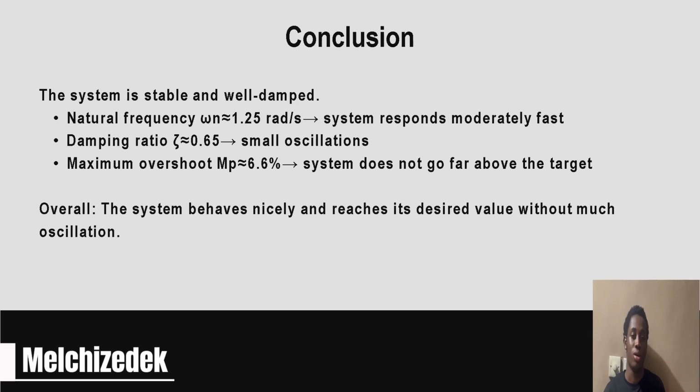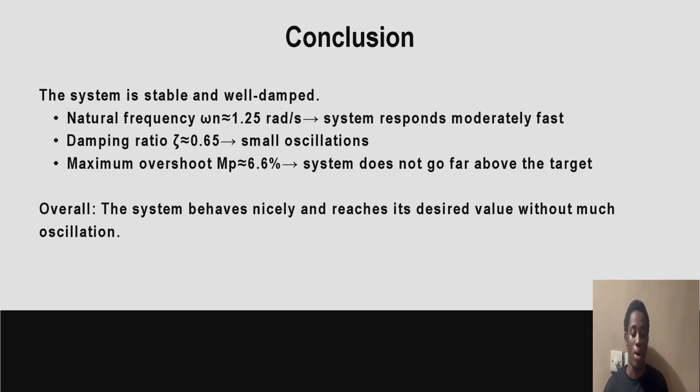I'm Melchizedek from computer engineering, and I'll continue from my group member. To summarize our results, the key parameters obtained from the analysis are: natural frequency equal to 1.25 rad per second, damping ratio equal to 0.65, and the maximum overshoot equal to 6.6%.